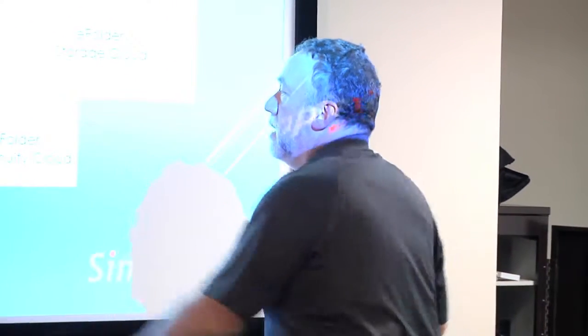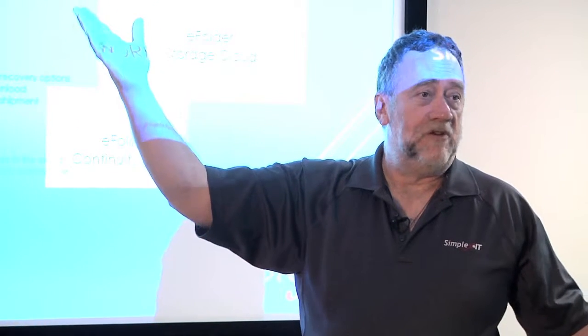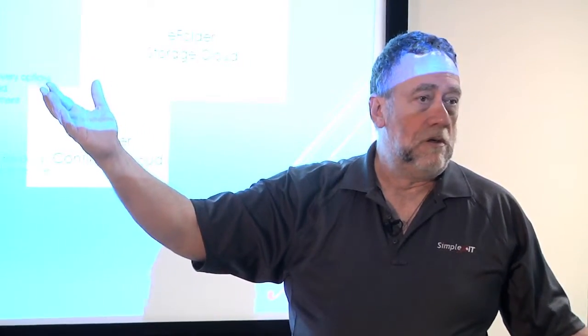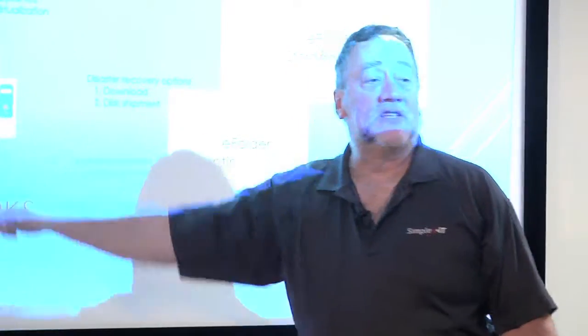And when it's running here, the users don't see the difference. The users are still connecting to the server. The server has the same MAC address, IP address, name, DNS record, everything. Now, usually, the BDR is less powerful because it's meant to be used in emergencies. So it's not going to run as fast, but it gives you the ability to fix the production server.